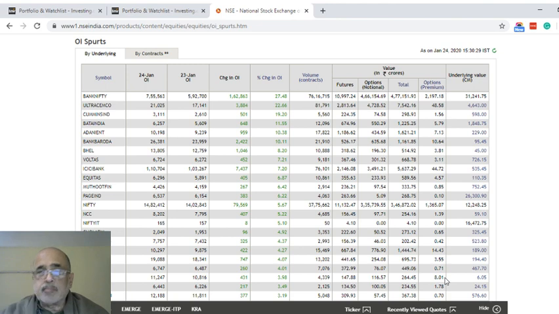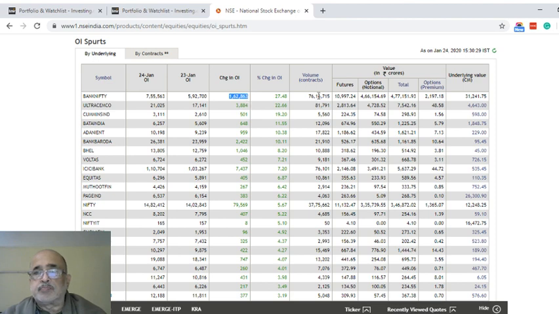Now, before you trade, you should check what's happening with the open interest of Bank Nifty. For example, this is the first item. It's got the highest open interest, 27.48% yesterday, right? And the change in OI is enormous, 1,62,863. If you multiply by 20, which is the lot size, you get around 33 lakh shares that were traded.